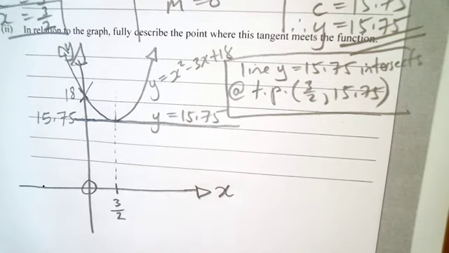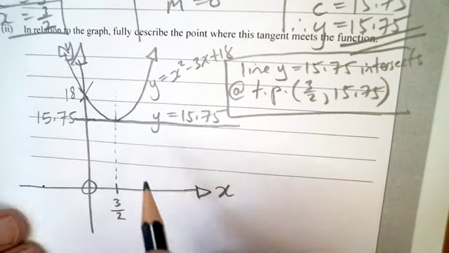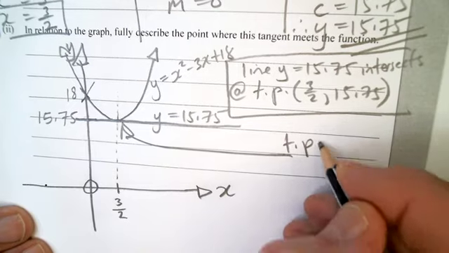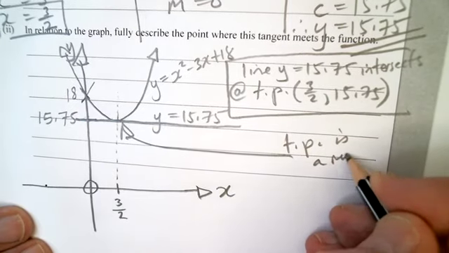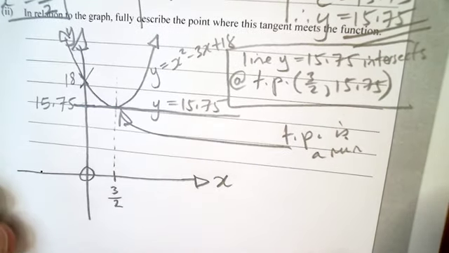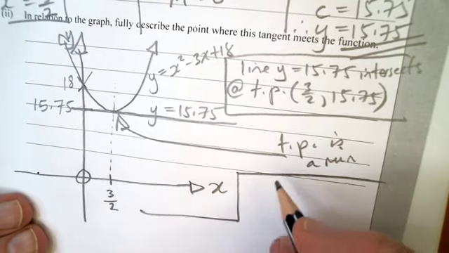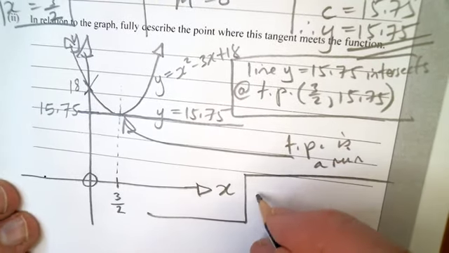More than that, I don't know if I can really add anything else. You probably want to say it's a minimum though as well. So the turning point is a minimum. And if you wish to prove that, you can. I don't think you need to, but if you want to, you can.